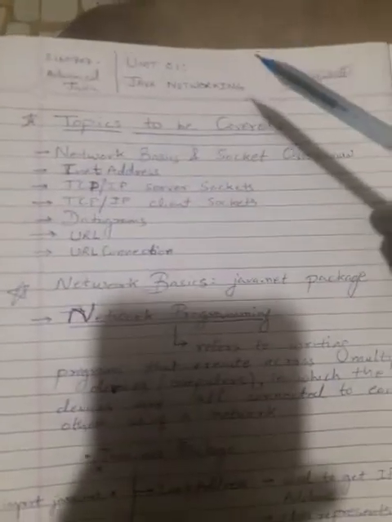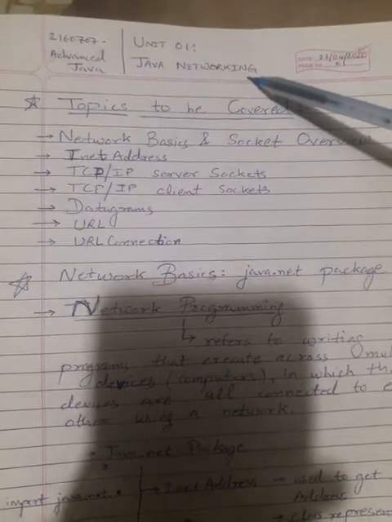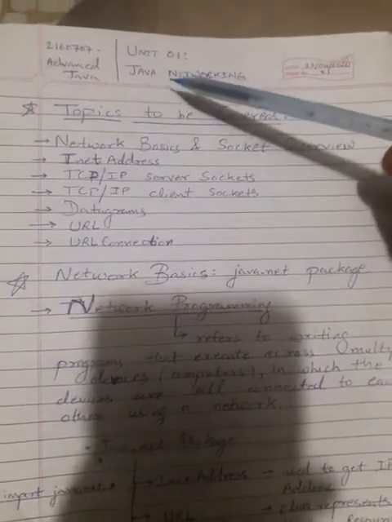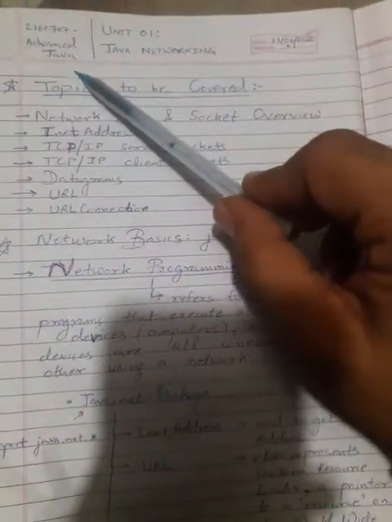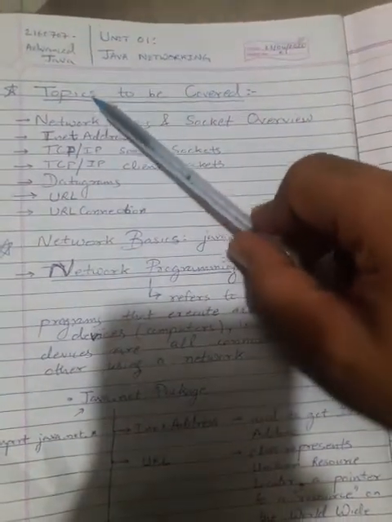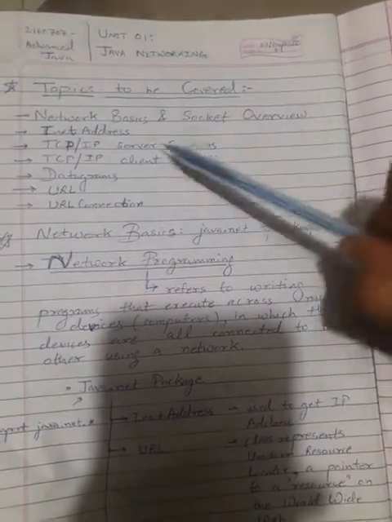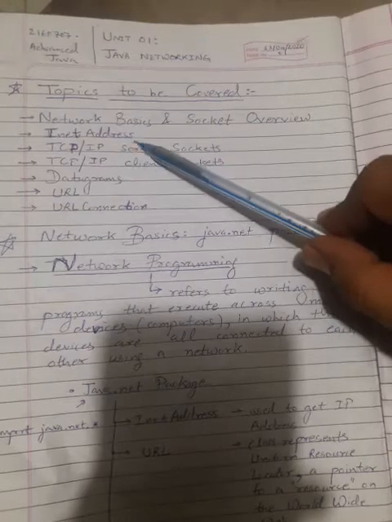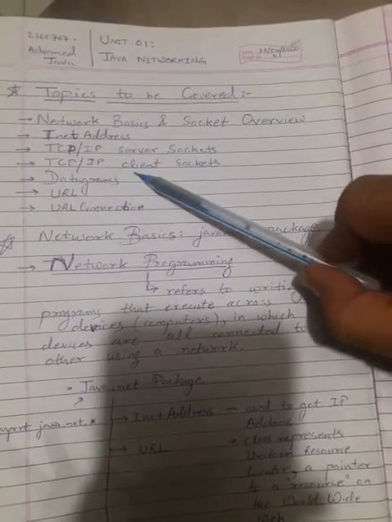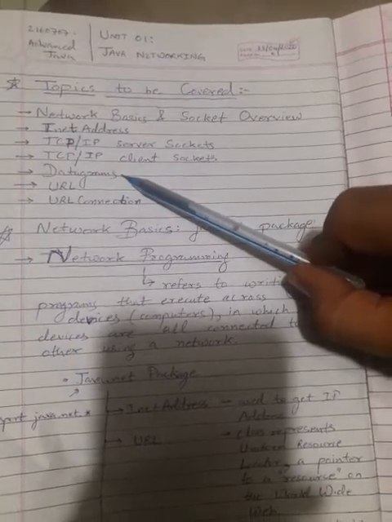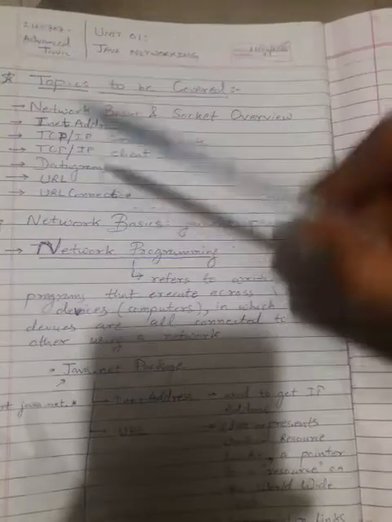Hello all of you. Now I am going to start with this unit 1, that is Java networking. This is unit 1 of this advanced Java. Now topics to be covered in this are network basics and socket overview. Second is InetAddress. Third one is TCP/IP server sockets. Fourth one is TCP/IP client sockets. Next is datagrams. Next URL, and then URL connection.